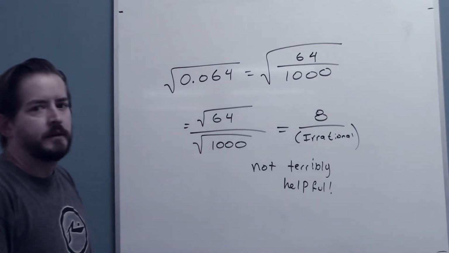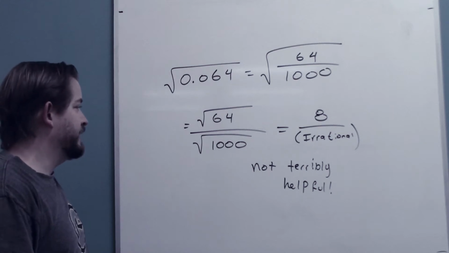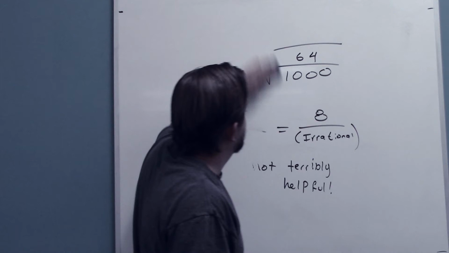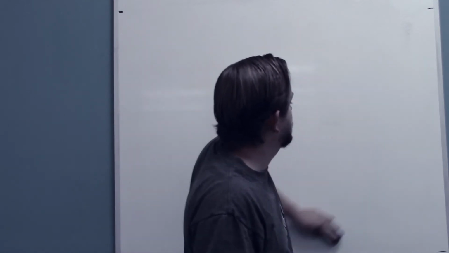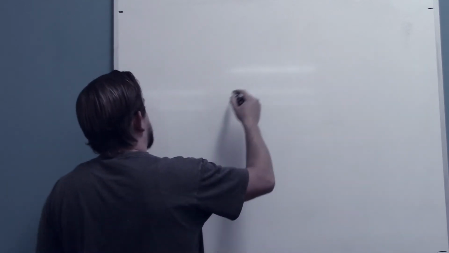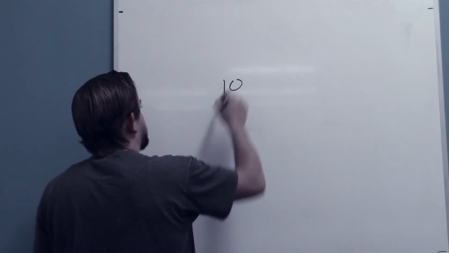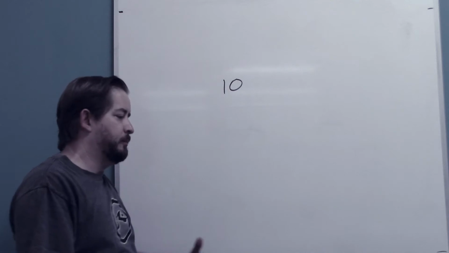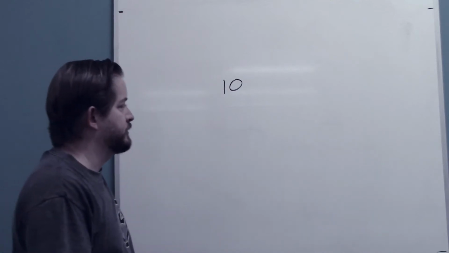So what do we do? Well, sometimes we can estimate. We have a lot of numbers that, when you try to square root them, you end up getting an irrational number. So let's say I have this 10 and I want to know where about on my number line the square root of 10 is.